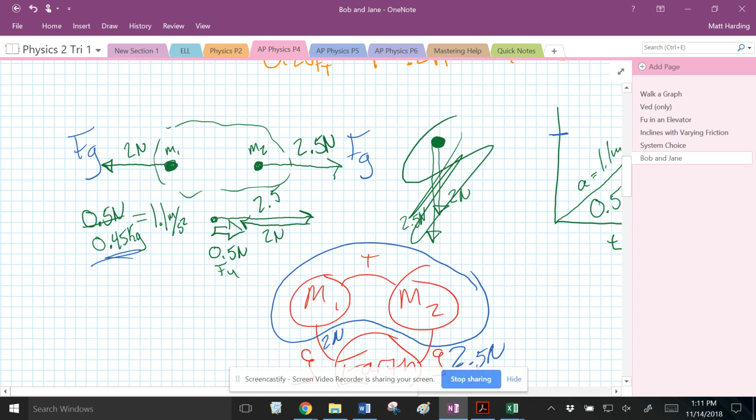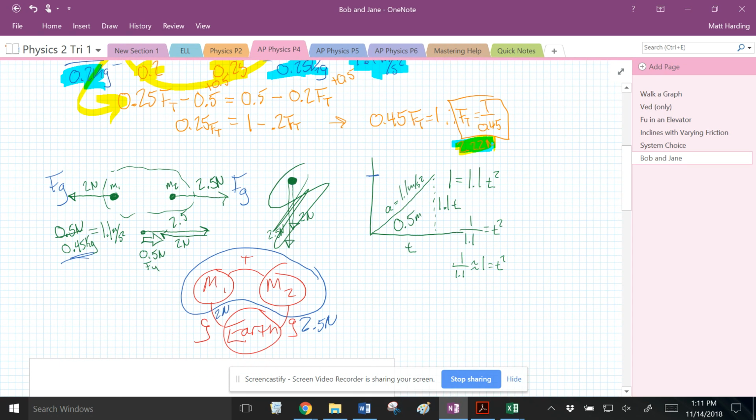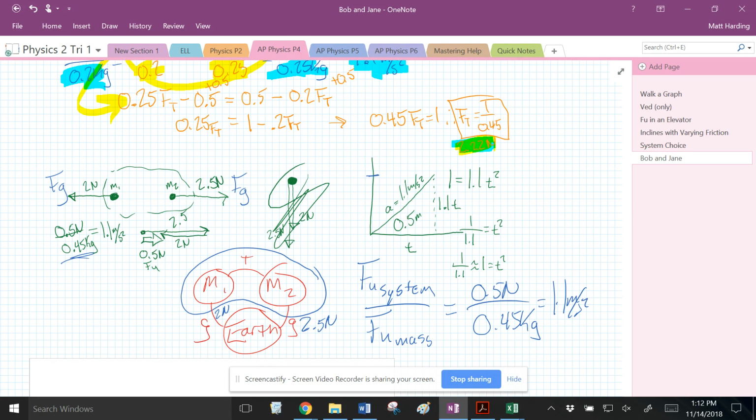If you take that system FU and divide it by the system mass, that's 0.5 newtons divided by 0.45 kilograms. That's going to be 1.1 meters per second squared. So these are the various ways that these cats get skinned.